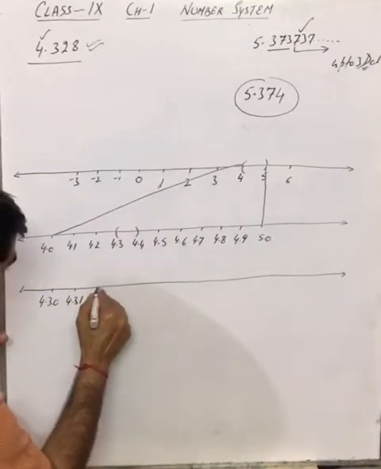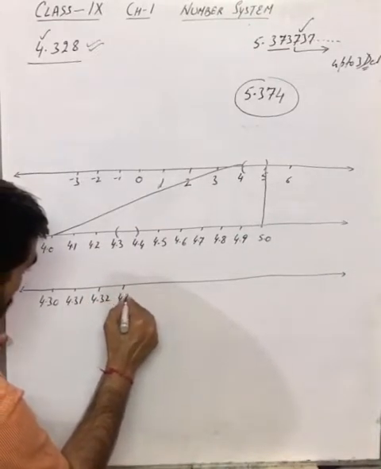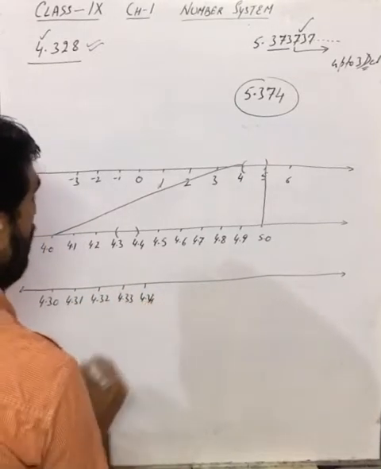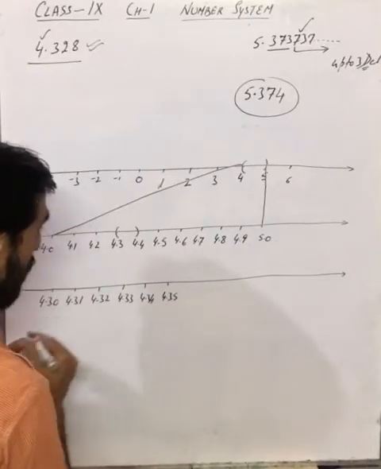Equally space these numbers with the help of scale only. The distance will depend upon you. The space between these two will depend upon you. जितना आप लेना चाहें 1 सेंटीमीटर और 1.5 सेंटीमीटर, जितना आपको कंफर्टेबल लगे.